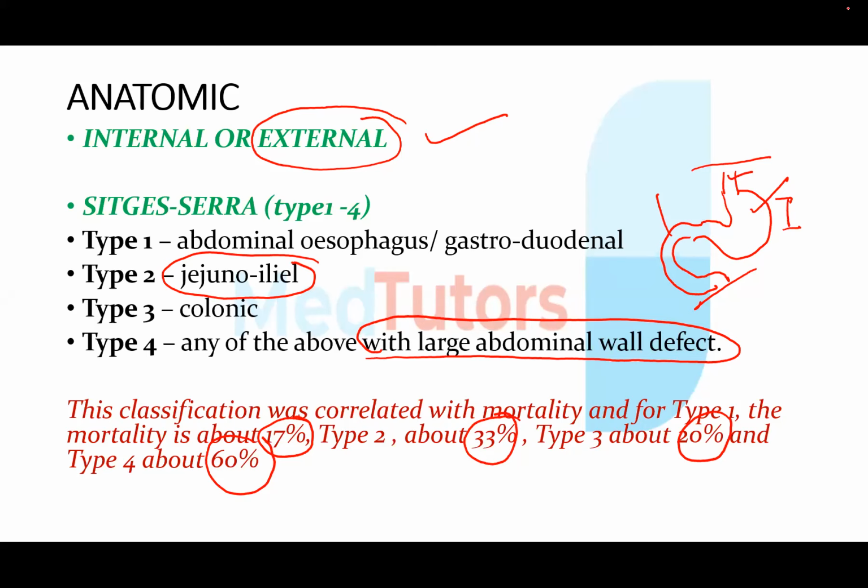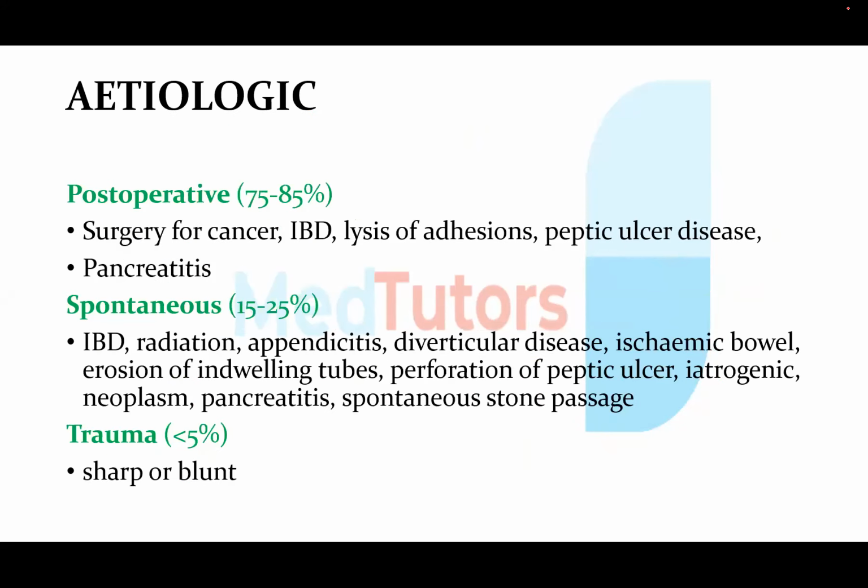Okay, so the next classification is the etiologic classification of enterocutaneous fistula, and you should know the commonest cause of enterocutaneous fistula, accounting for 75 to 85%, is post-operative surgery for cancers, inflammatory bowel disease, lysis of adhesion, adhesiolysis, peptic ulcer disease, and pancreatitis.